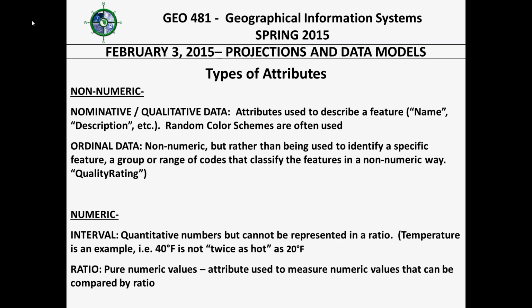This one we didn't hit. It's still non-numeric, but it would be categorizing the features into a set of ranges that are non-numeric. And that's called ordinal data. The best example for that would be a quality rating. So we didn't think of that for the room, but I've been at UB long enough, this probably would be very useful. Some rooms are better than others.